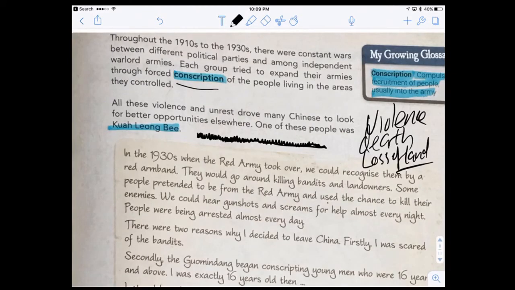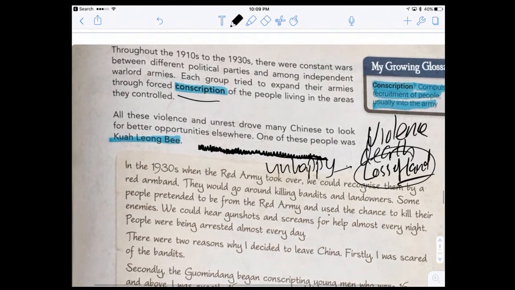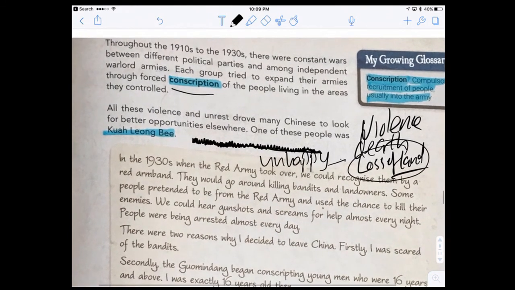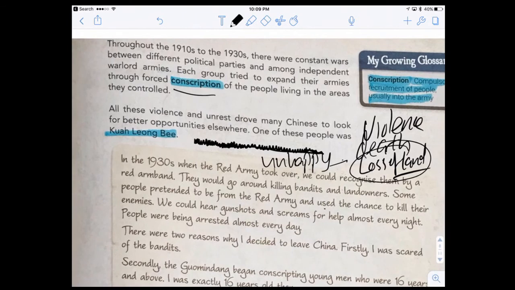Yes, so in a war, of course, there's violence, there's death, there's loss of land, loss of property, loss of blood. People are going to be unhappy. Okay? So when they're unhappy, that's when they're going to leave. They have had enough, sick and tired of the clan wars, of the civil war, of the rebellions.